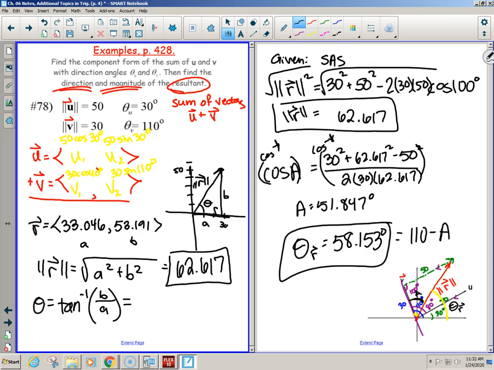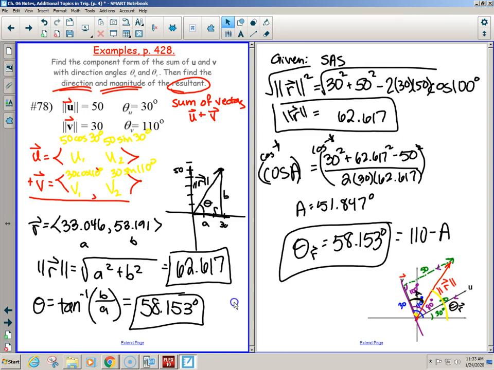Has anybody gotten 58.153 yet? I put the wrong number in. Caitlin just gave me a head nod, so I'm filling it in. What did you plug in? Oh, we plug in the y component over the x component because opposite over adjacent with the tangent inverse will take me there. How do you know that was B?